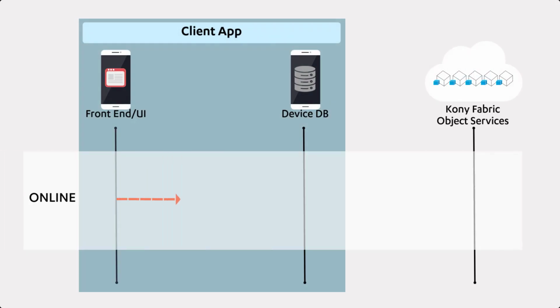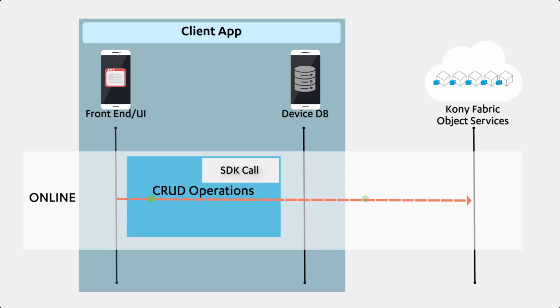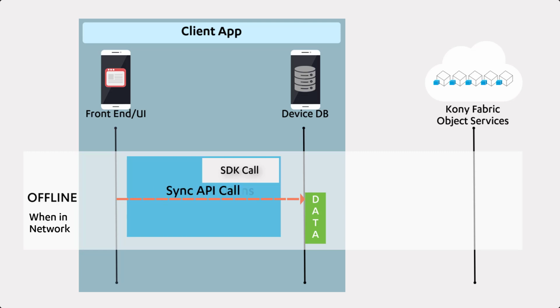In the online mode, the data is sent directly from the client app to the backend using SDK calls. The operations, such as create, read, update, and delete, happen directly between the client app and the backend. Whereas in the offline mode, these operations happen between the client app and a local database that is stored on the mobile device. When the device does not have network connectivity, data is stored in the device local database. When the device gets the network, the client app makes a sync API call. The Sync API call sends all the data stored on the device local database to the backend.